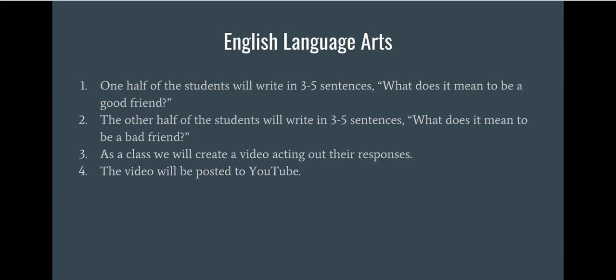For the English activity, I would split the class up, and I would have half of them write a response in 3 to 5 sentences to the question, what does it mean to be a good friend? And the other half of the students would write a response on what it means to be a bad friend. And hopefully they can use some of the information they learned in the book about the different things that Beagle does with the friend that he makes, and different things that happen to Beagle that maybe are characteristics of a bad friend.